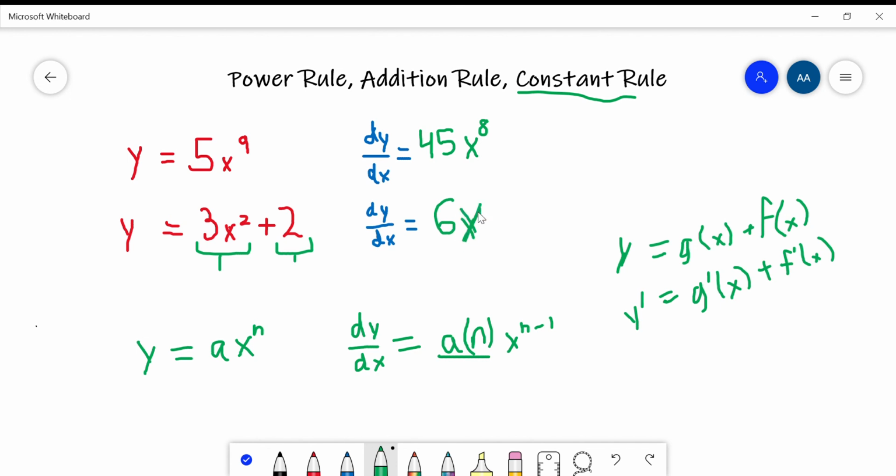I could erase it, but it's kind of tedious with the eraser that I'm working with. Plus, what's the derivative of 2? If you remember the constant rule, which I talked about at the beginning of this video, it's going to be 0. So 6x plus 0 is just 6x. And so that's the derivative of this function.